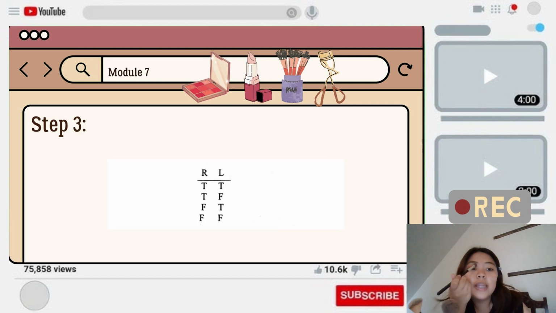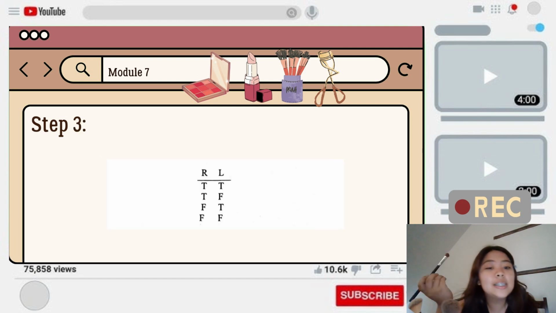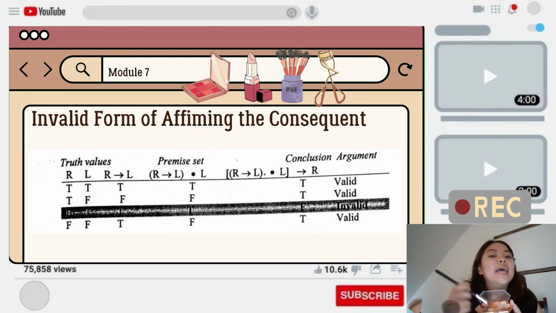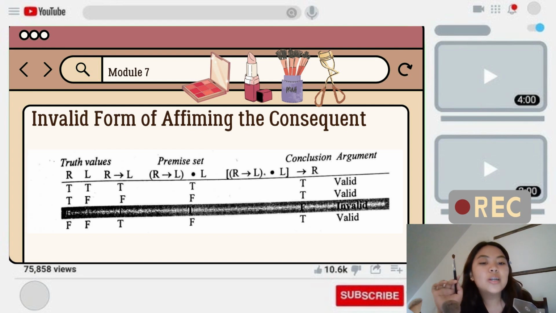Third is constructing a table for all the possible substitution instances of the truth values of R and L. Fourth is assigning the truth values to the statements in an argument structure. You can see that no matter how you change the truth values of the statements, the argument remains logically correct. Next, we have an invalid form of affirming the consequent which has the same 4 steps earlier. But there is a situation that shows where the premises are true, but the conclusion is false. Therefore, the argument form is invalid.